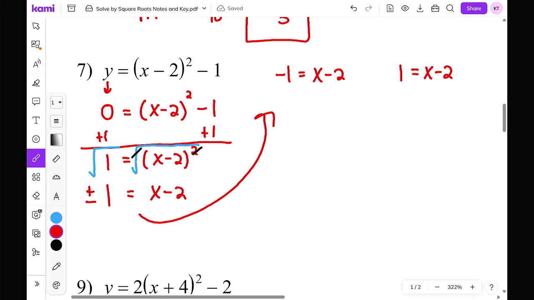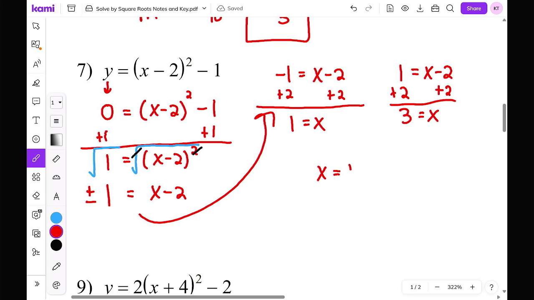And then I'm just going to solve each one of these separate equations for x by adding 2 on each side for each of them. So on the first one, negative 1 plus 2 will give me 1 is equal to x. And on the right side, I can add 2 again, so then I'll have 3 is equal to x. So my two solutions are going to be x is equal to 1, and x is also going to be equal to 3. Those are two solutions again, and that comes from the fact that when I square root earlier in the equation, I'm going to get a positive and a negative answer.